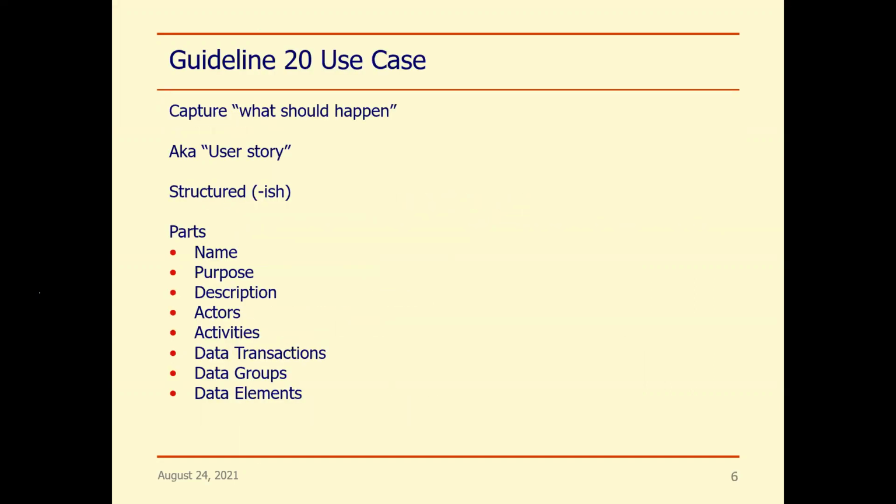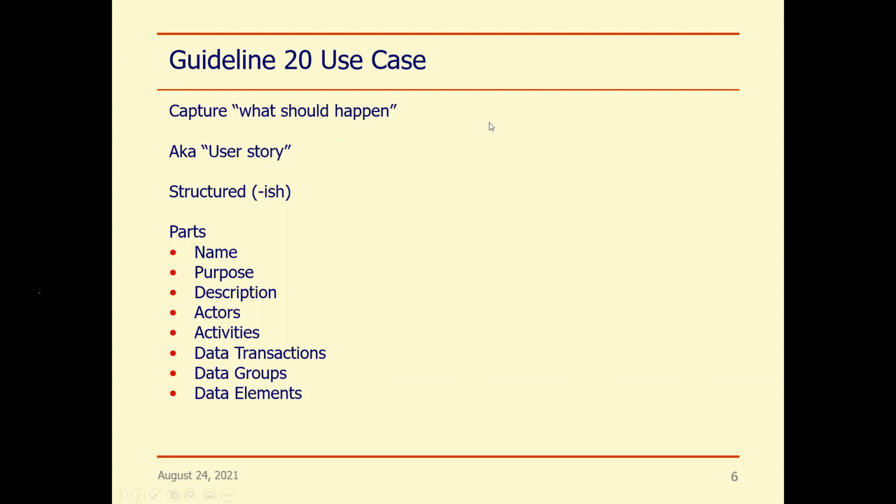The idea was to capture what should happen for a particular activity, more in the form of a user story, a little more formal than a user story, but still quite informal. There's a general structure, and the parts that are specified to be written in one of these documents are the name, purpose, description, the identity of the actors, the activities, the data transactions, and the required data groups and data elements.